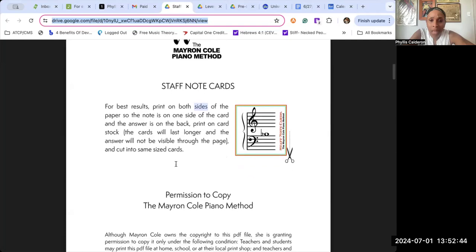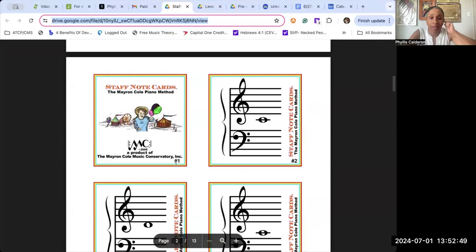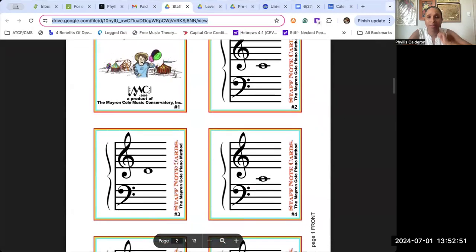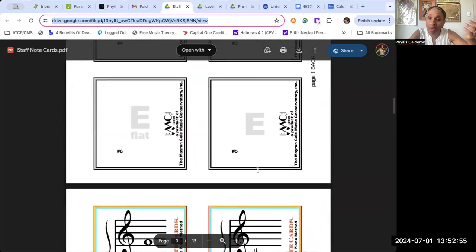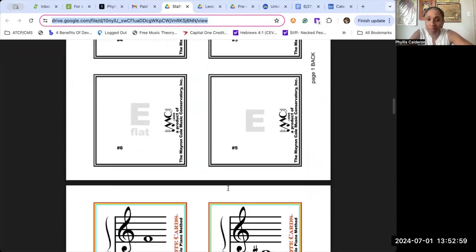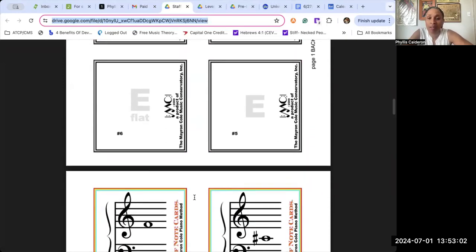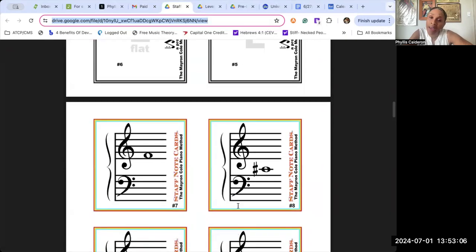Okay? Print these out. Please double-side them. And then, because the picture is on one side, the answer, which is here, is on the other. So this will be good practice for you and your young child, your young beginner, learning how to read and recall these notes. And then you can apply this learning to your music.